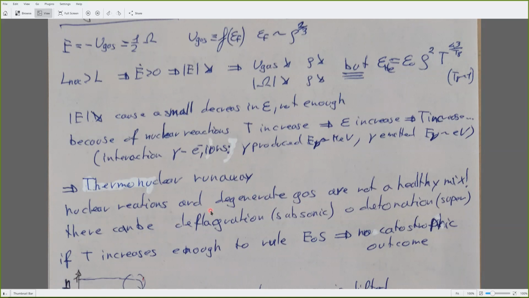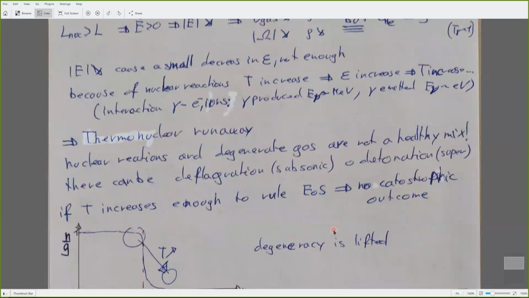There can be two kinds: deflagration or detonation. Deflagration is subsonic, so the wave that is burning propagates slowly, while detonation propagates really quickly. Depending on the situation, if the temperature increases enough, it can start to rule the equation of state again, so we do not have a catastrophic outcome. We do not have the explosion, the detonation. It is called the lifting of the degeneracy.